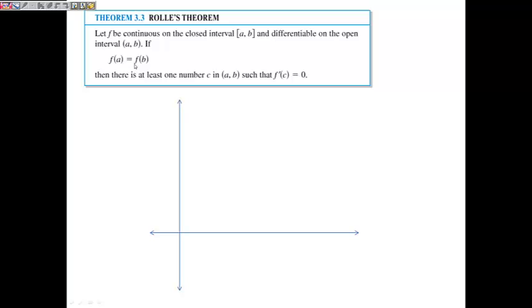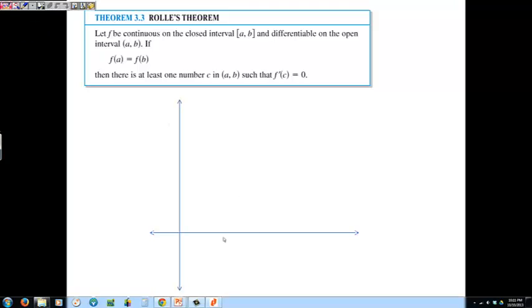So some graph that is going to be continuous. That means you can draw it without lifting your pencil. Okay, so let's say that I have some number here that's A, and some point here that's B, and we have some graph. Let's see, we're going from here to here.